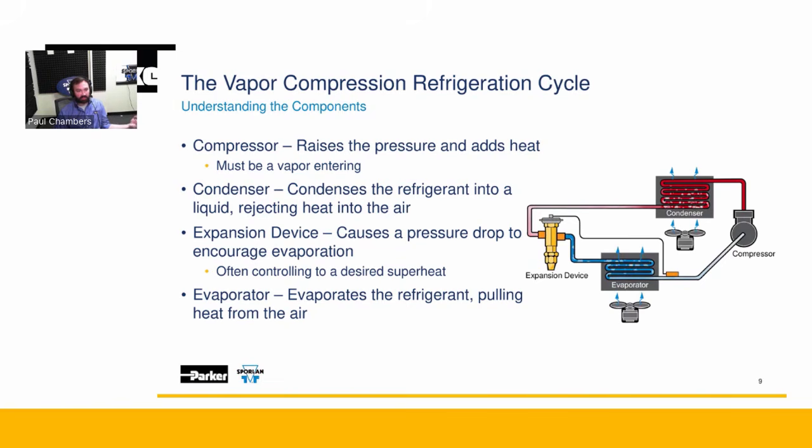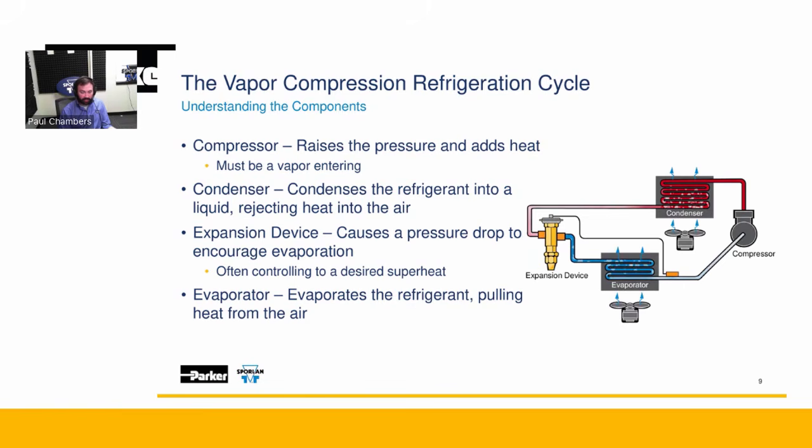It's just condensing the vapor into a liquid. And in the process, like I said, it's rejecting heat. Heat goes in, and it's putting off heat into the outside air. On an AC system, you'd see this outside your house. That expansion device exists to create a pressure drop.